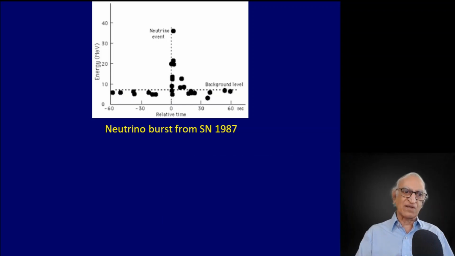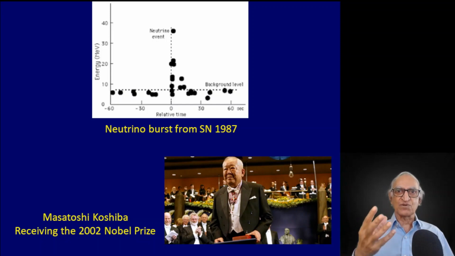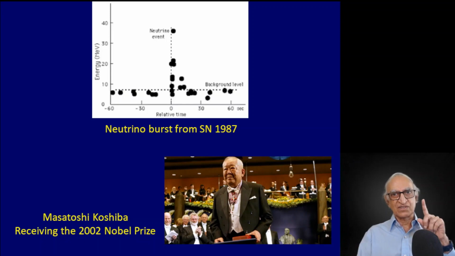And not surprisingly, a few years later, in year 2002, Masatoshi Koshiba, who was the leader of the team of the Super Kamiokande experiment, was awarded the Nobel Prize for Physics for this very remarkable discovery of the burst of neutrinos from a supernova explosion of massive stars. So the first prediction has been verified.